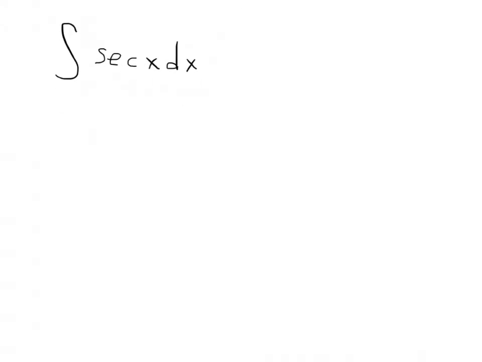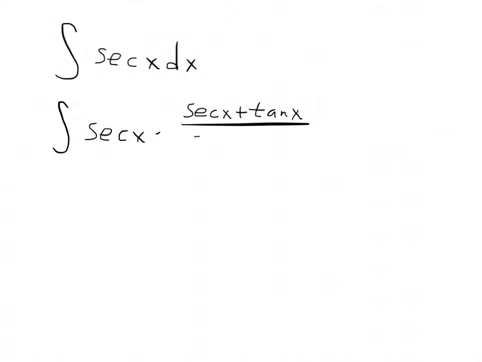And really the method I'm going to use here is just the method of dark magic. It's where you say, I have an idea. I'm going to multiply this problem by secant x plus tangent x over secant x plus tangent x, right? I'm allowed to do that. That's basically multiplying by 1, right?